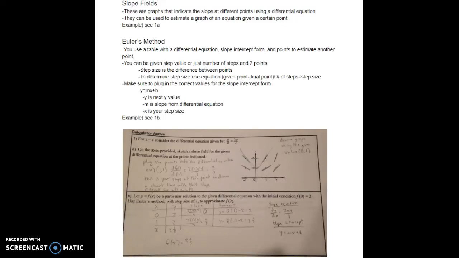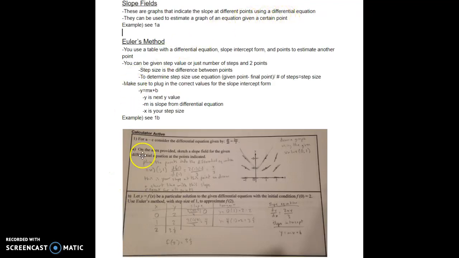Two concepts likely to be tested on the AP Calc exam that I found were slope fields and Euler's method. Slope fields are graphs used to indicate slope at different points using a differential equation, and they can be used to estimate a line of a graph given a certain point.